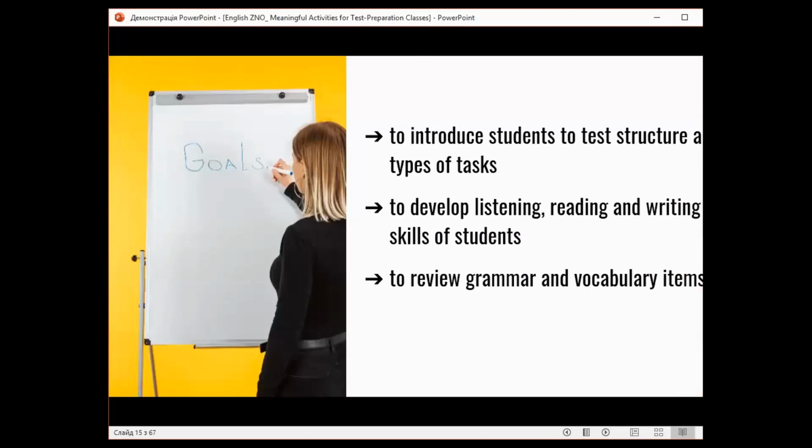And here I put some of the general goals that most of you may have. Of course, your situations are different and the needs of your students may be different. But in general, these are three main tasks, three main objectives. So you want your students to know about the test structure, and you want them to know the types of tasks they will see on the test. Then you want to develop listening, reading, and writing skills, and to review grammar and vocabulary. This is specifically for ZNO testing.